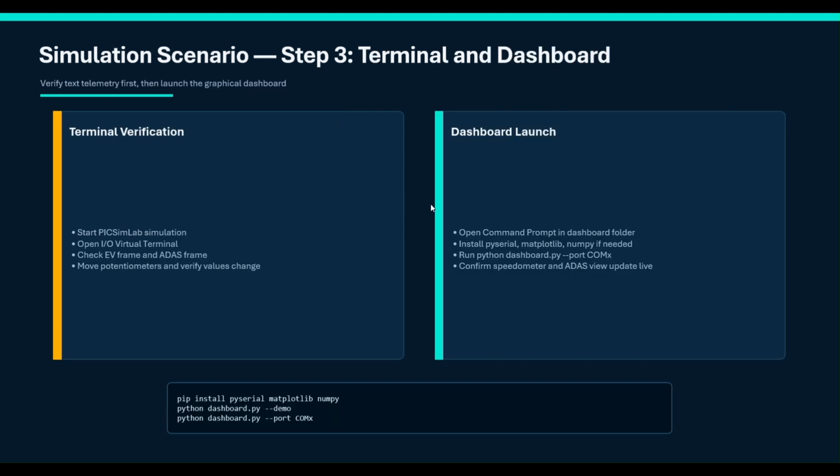Before starting the dashboard, I first verify the UART output in the terminal. I check that the EV frame and the ADAS frame are printed correctly. Once the text output is correct, I open the Python dashboard. If I don't know the COM port, I check the serial port used by PICSimLab or the virtual COM. Then I run the dashboard command and confirm that the visual panels update in real time.